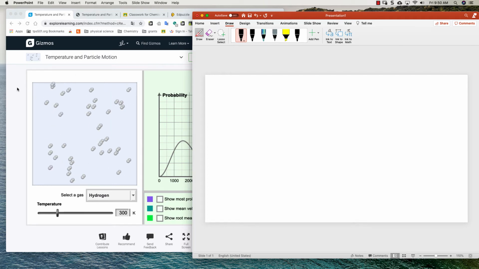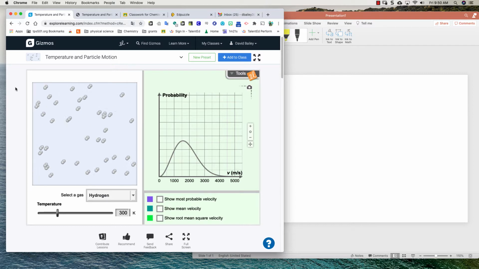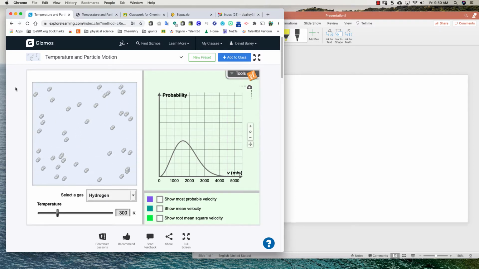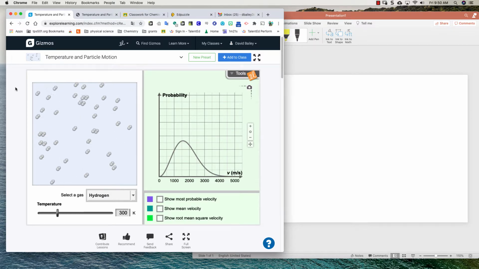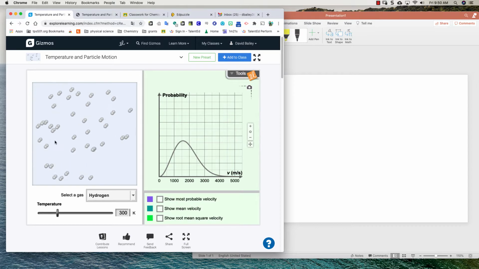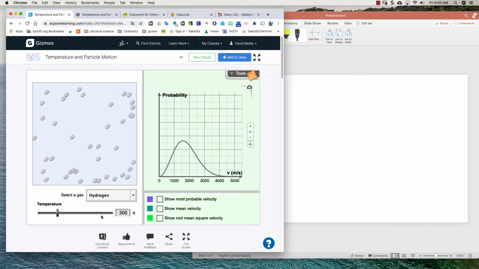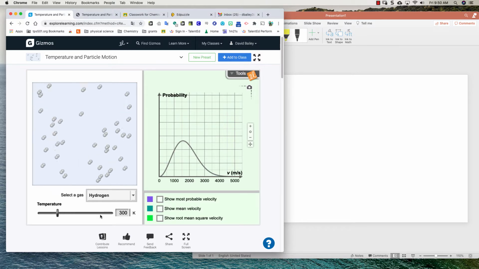All right, ladies and gentlemen, today I'm going to talk about and show you what we mean by the kinetic molecular theory of gases. So I have this simulation we're working on today. And you notice on the left here, we have hydrogen gas in a volume with temperature at 300 Kelvin. We're going to use the Kelvin temperature scale because it doesn't have a negative.